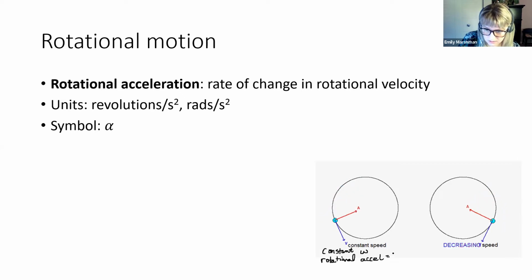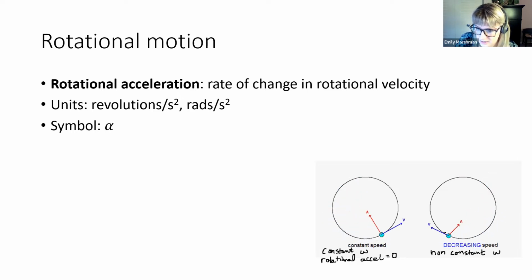Rotational acceleration is 0 for this case. But if I look at the animation on the right-hand side, it's showing increasing speed. So in this case, the rotational velocity is not constant. It increases and then it decreases. So non-constant rotational velocity.